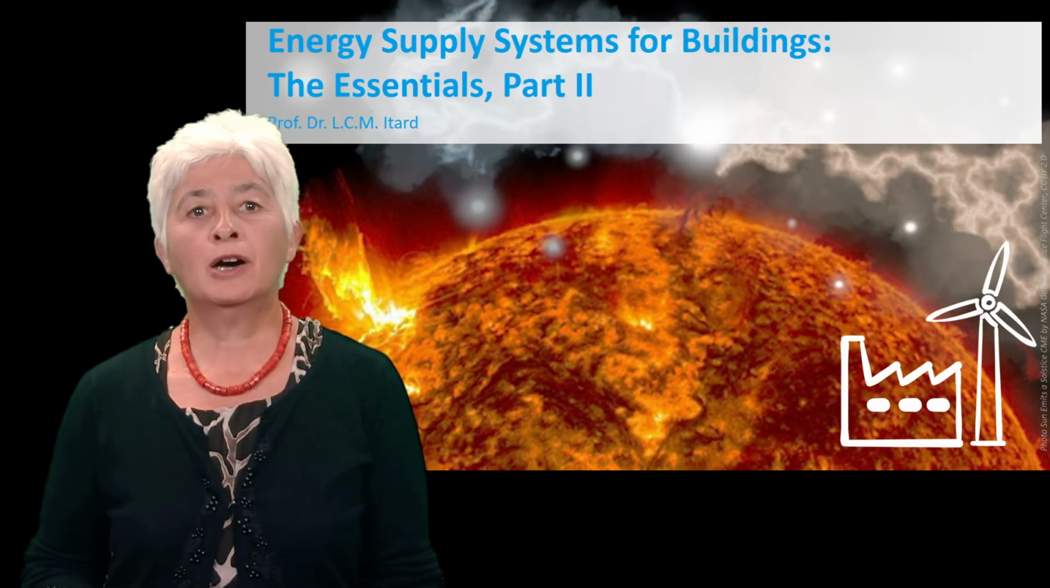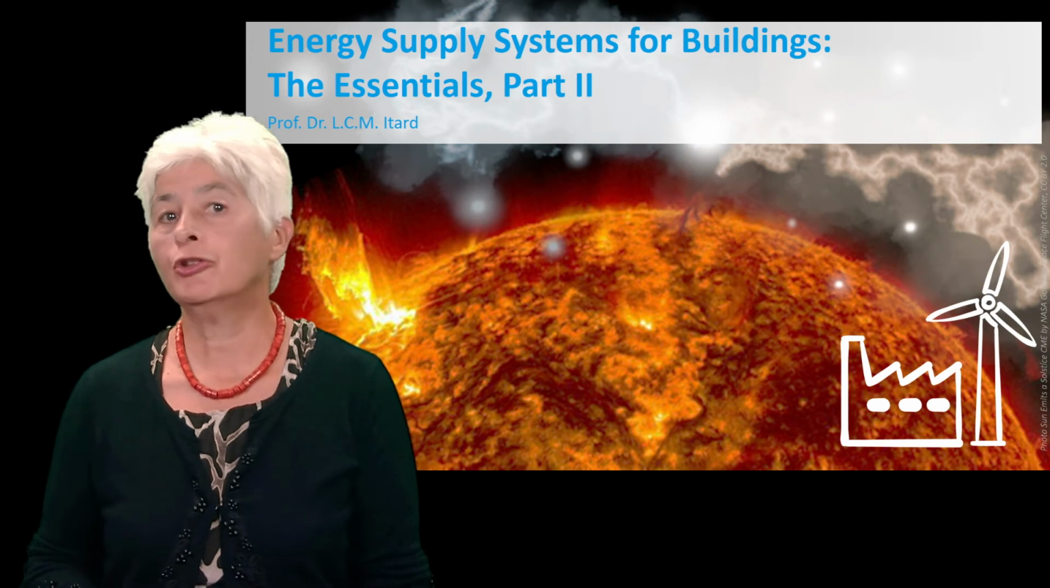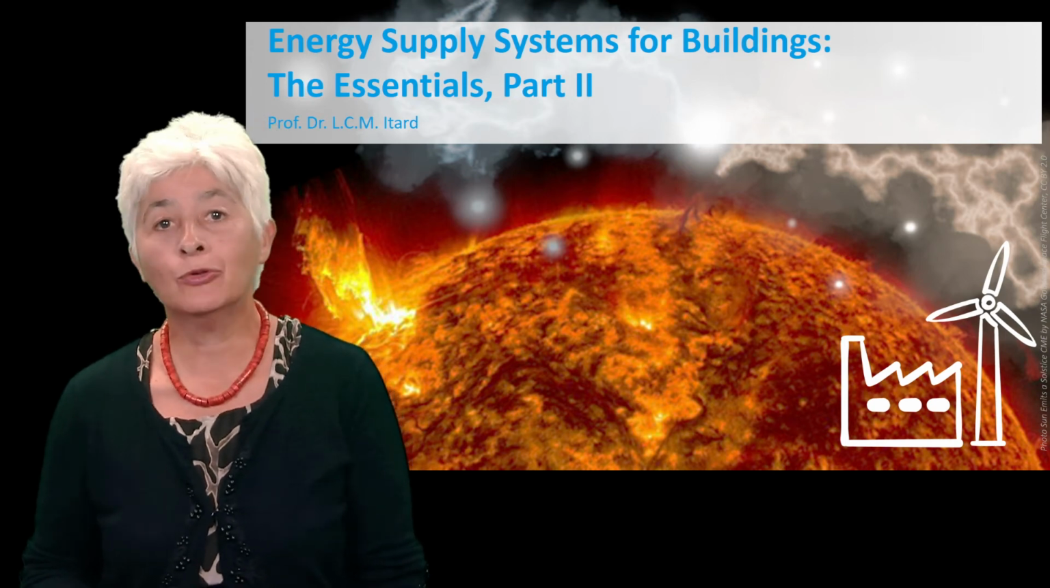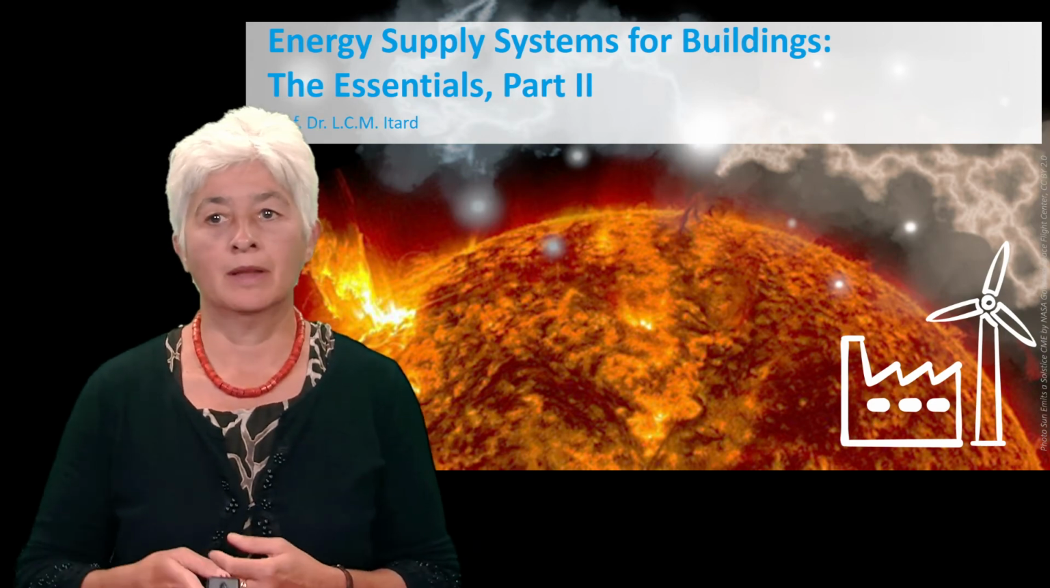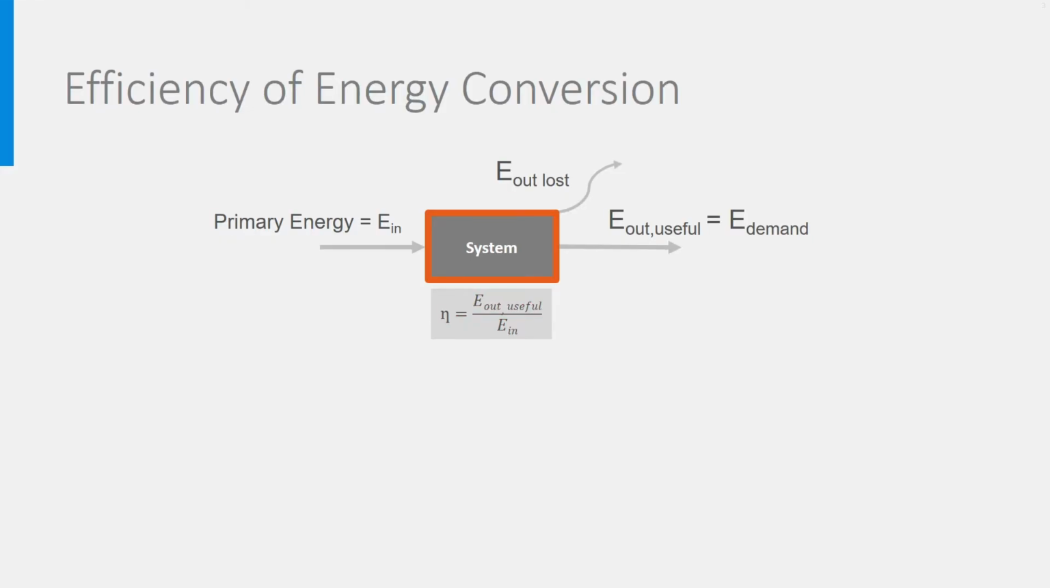Welcome to the second part of the essentials of the course Energy Supply for Buildings, in which we will handle the concept of primary energy and CO2 emissions. All the conversion processes described in part 1 convert primary resources into useful energy. The primary energy is a measure of the energy content of the primary resources used. The useful energy is the energy demand that you have learned to calculate in the course Energy Demand in Buildings.